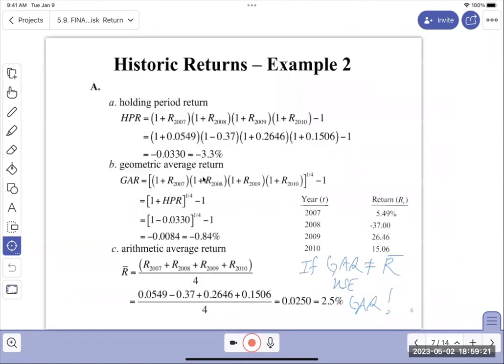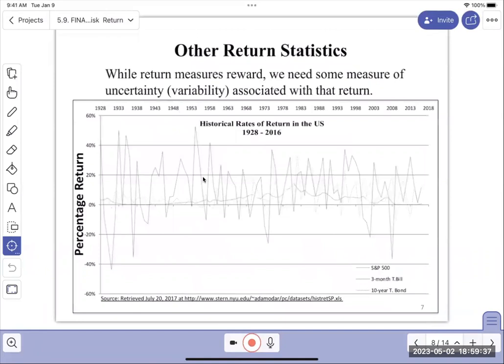All right, but that's a single value. That's a single measure. And we know there's definitely some volatility here. It's quite erratic. In fact, looking at returns as a measure of reward, we also need a measure of uncertainty of that reward, or the variability associated with that return.